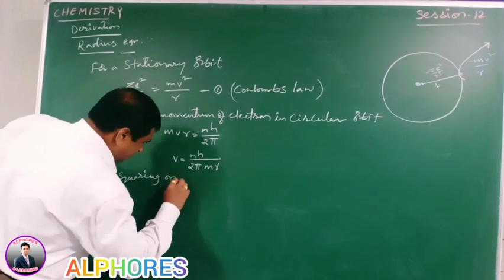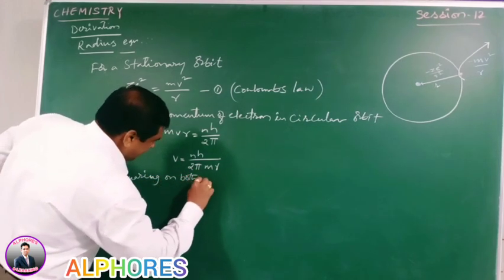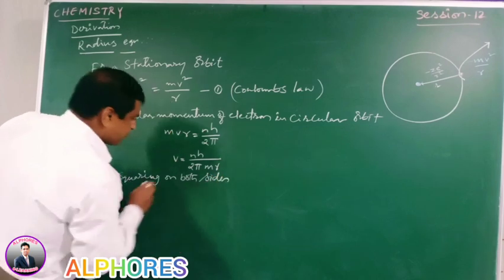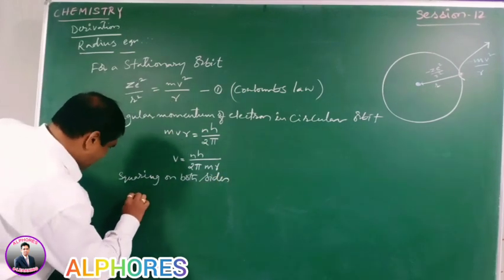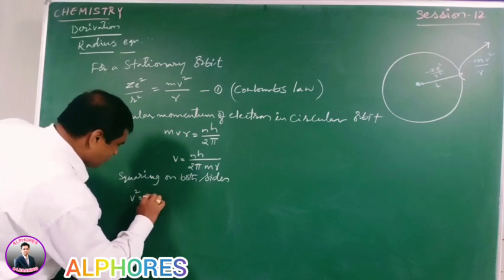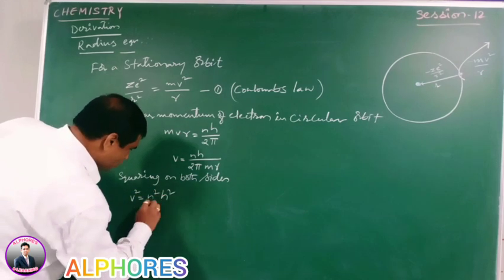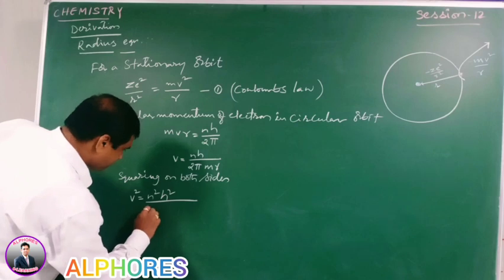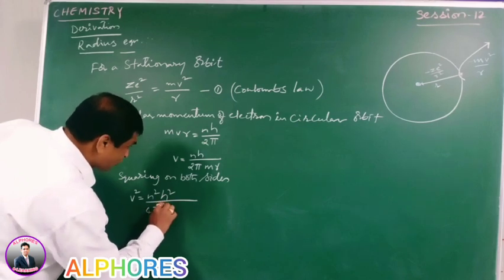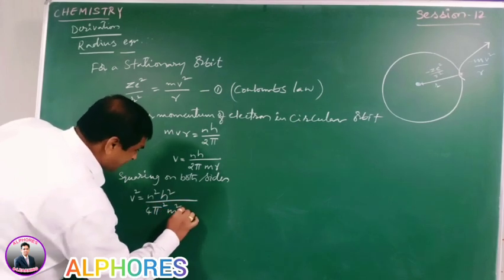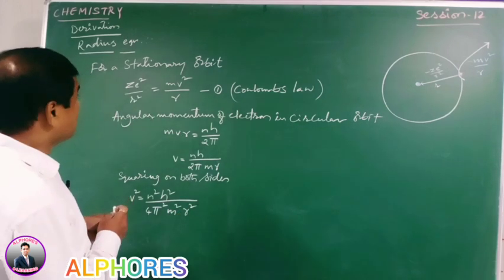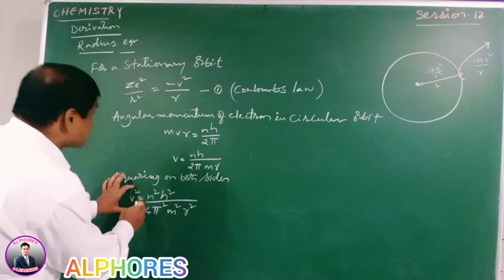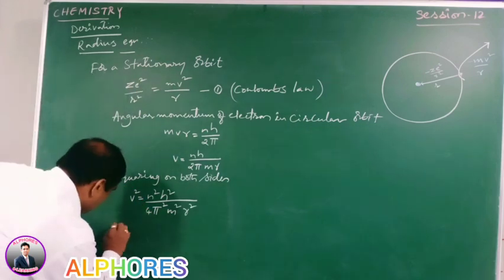Squaring on both sides. What will you get? That is v square is equal to n square h square by 4 pi square m square r square. Okay, now substitute v square in equation 1.